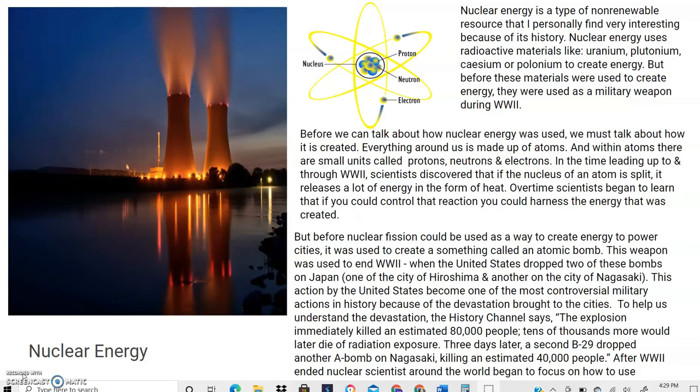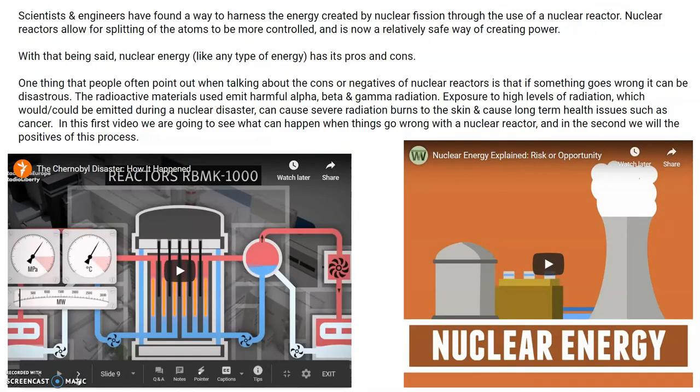After World War II ended, scientists and military members alike thought, okay, we need to focus on how to make nuclear energy work in a positive way instead of just as a method of war. And scientists and engineers have found a way to do that. We've found a way to harness the energy from nuclear fission through the use of nuclear reactors. A reactor is basically a big machine that allows for the splitting of atoms to be more controlled and has helped to become a relatively safe way of creating power.